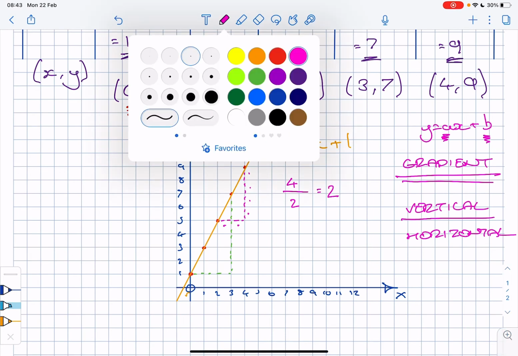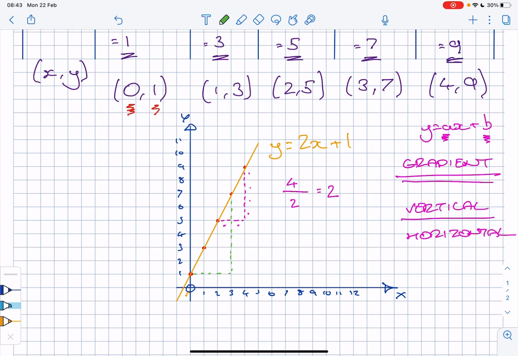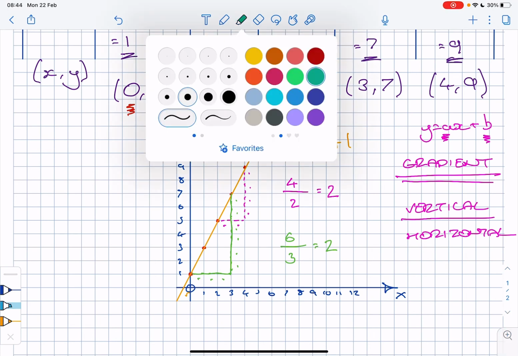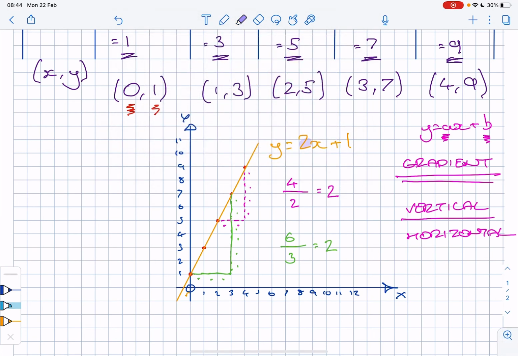If I'd done it with a green one, because you're going to do this yourselves and apply this slightly differently, I've got a vertical distance of 1, 2, 3, 4, 5, 6, so a distance of 6. And then a horizontal distance of 1, 2, 3. So it would be 6 divided by 3, which is exactly the same answer. It's 2. What we should hopefully spot here is that this number in our equation is exactly the same as the gradient.